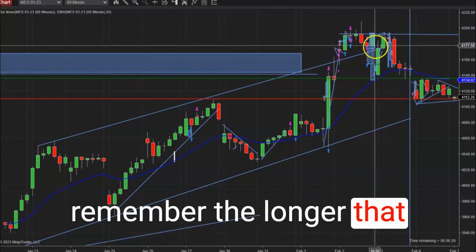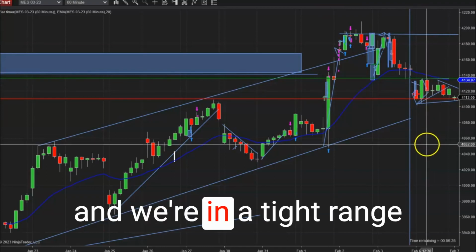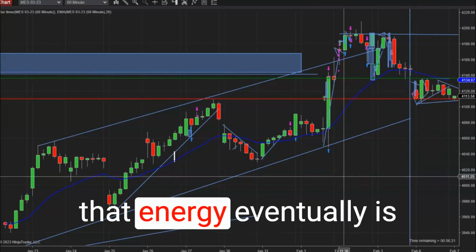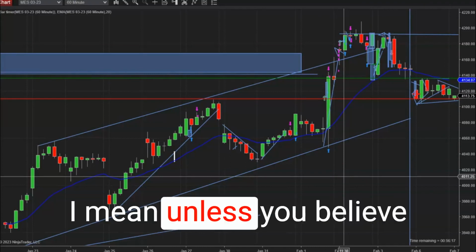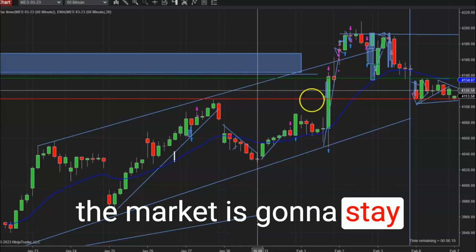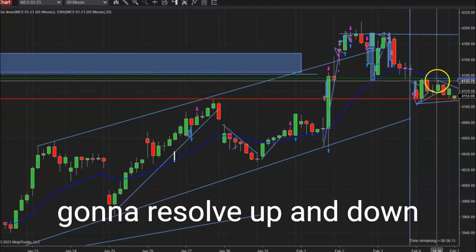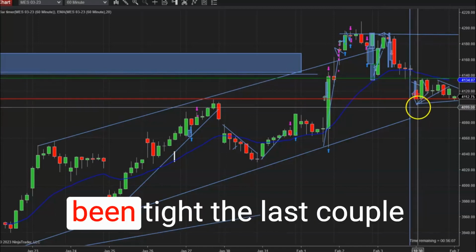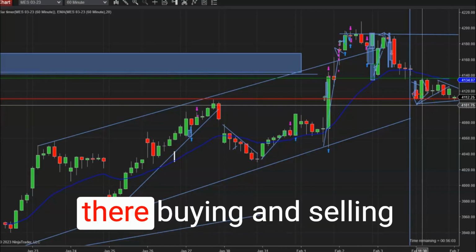Remember, the longer that they don't find buyers here, and now we're consolidating in a tight range on the 60-minute chart, that energy eventually is going to have to resolve itself. Unless you believe the market is going to stay in this trading range box forever, at some point it's going to resolve up or down. And just because the activity has been tight the last couple of days, remember, there's still a lot of trading within there, buying and selling.